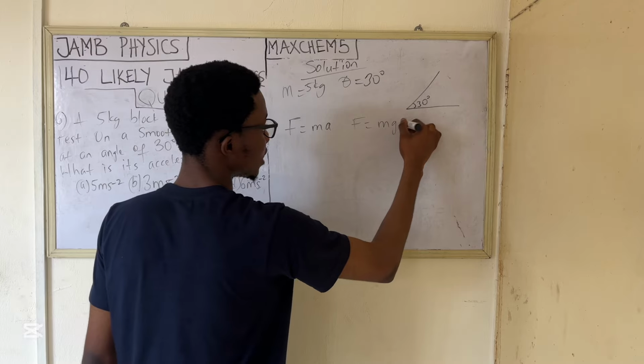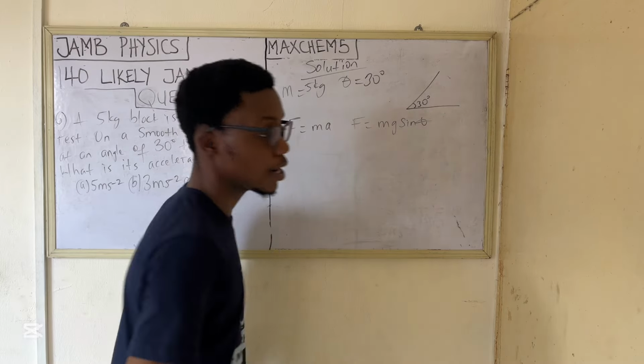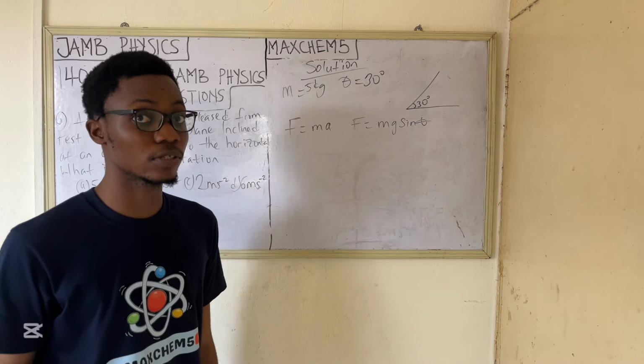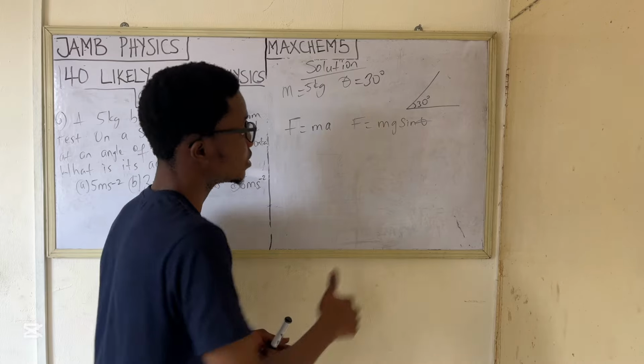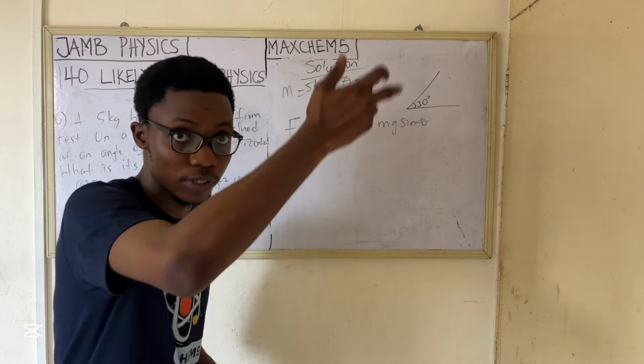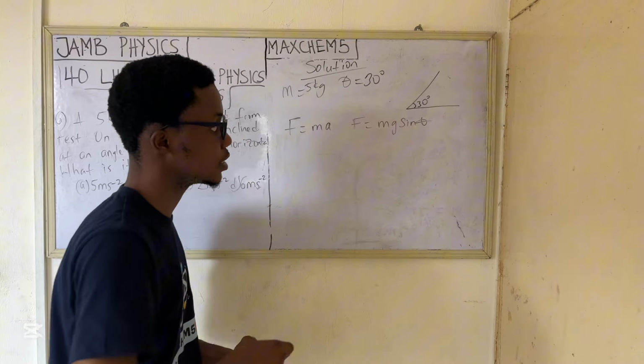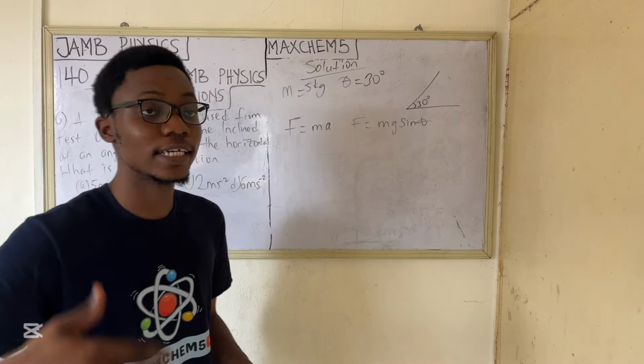mg sine theta. Why am I using sine theta? It is inclined to the horizontal. That means it is having a vertical component. That is F equals mg sine theta.